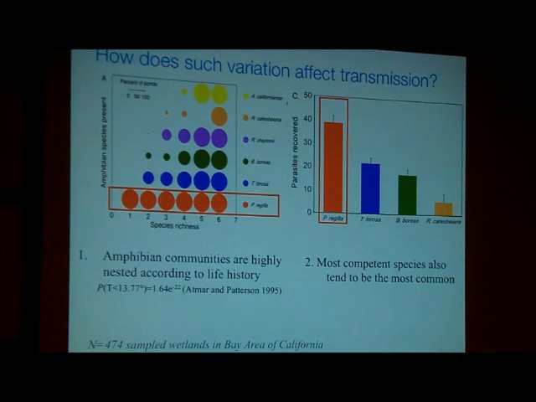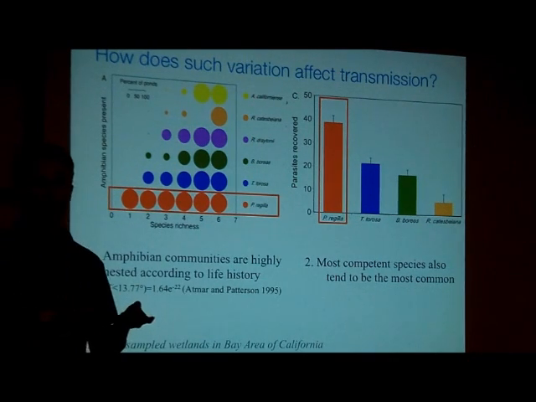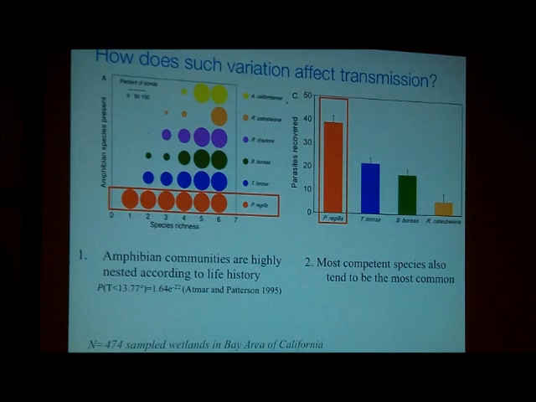Okay? So I'm missing data for Rana draytonii and Ambystoma californiense. These are both federally endangered species, so we haven't been able to do experiments on them, but we're now using some of their congeners to try to fill in this gap so we can round out this plot.